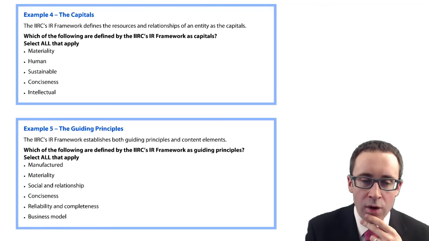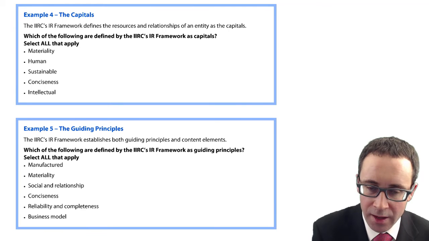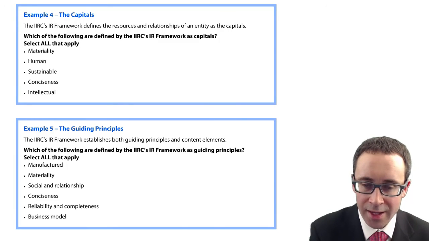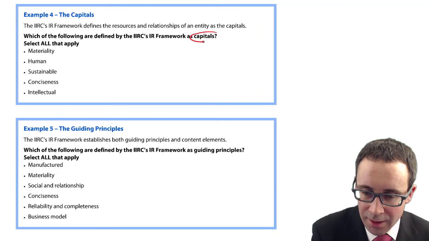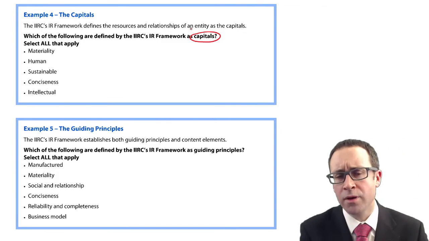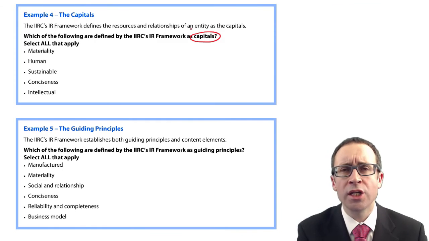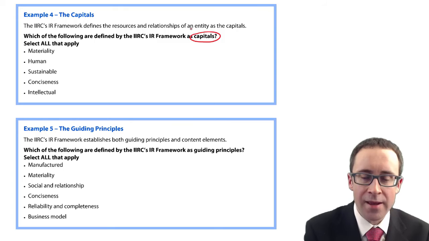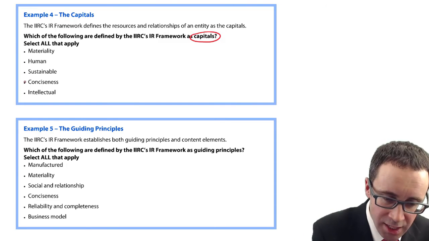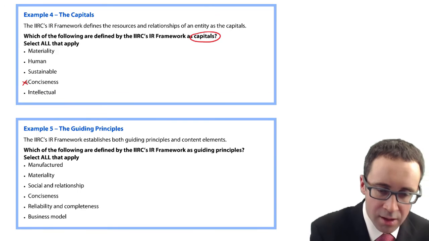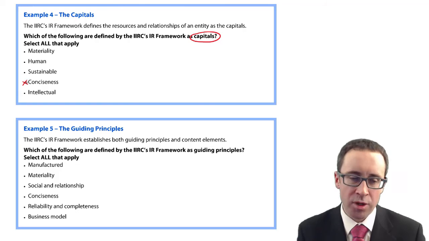Okay. So what you've got there in the first example, it says which of the following are defined by the integrated reporting framework as capitals. Now you've got to be really careful, because when we spoke about the capitals, we said there were 6. We mentioned the mnemonic SHE and FM. So first of all, what you can see there is that conciseness doesn't start with an S, an H, an I, an N, an F, or an M. We can rule that out.